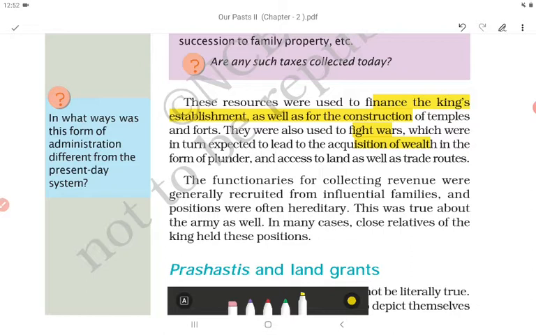The functionaries for collecting revenue were gradually recruited from influential families, and positions were often hereditary. This was true about the army as well. In many cases, close relatives of the king held these positions. In what ways was this form of administration different from the present day system?